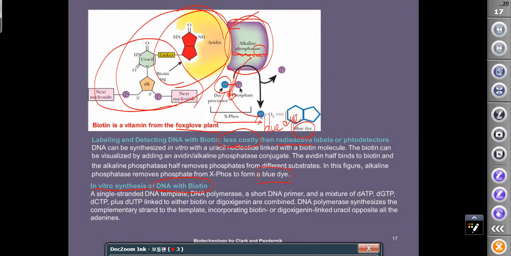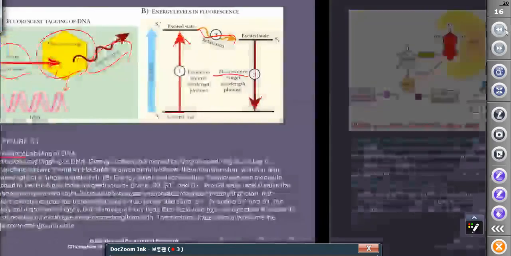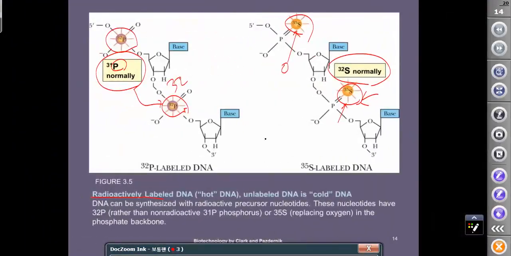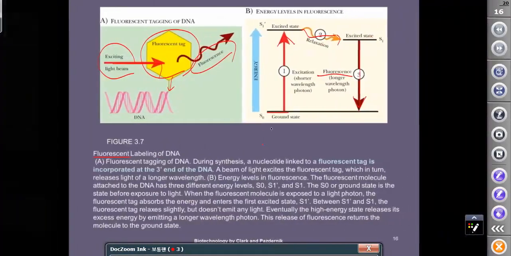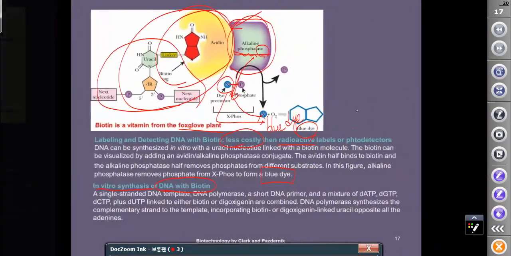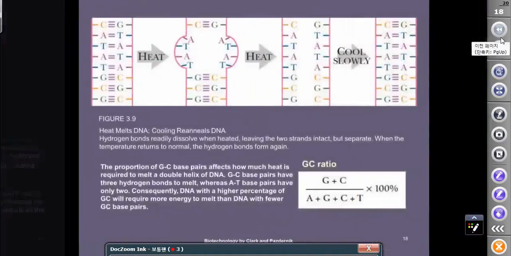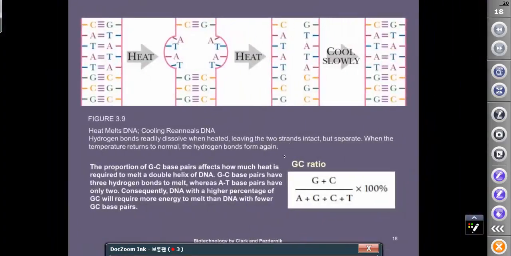So so far we saw three different ways. First, radioactive labeling. Second, fluorescence labeling. Third, biotin labeling. You have to remember that, and this is common knowledge. This is about the terminology.